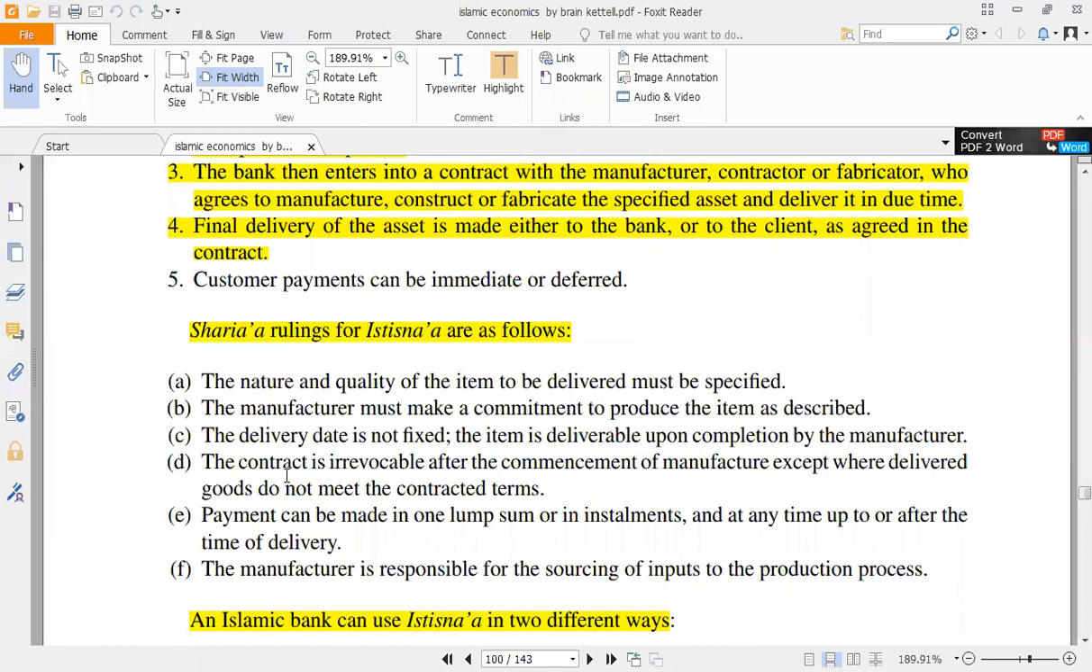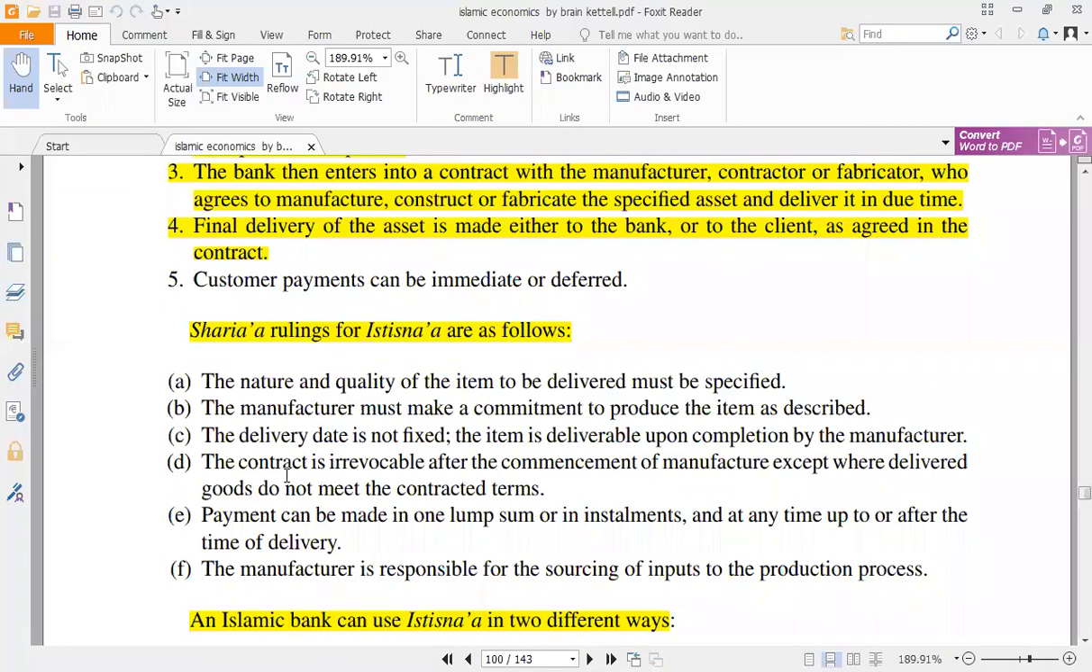Sometimes customer can cancel if the manufactured item does not meet the contracted terms. Does not meet the contracted terms, like quality is different, which was specified. The nature and the quality and the quantity was different. छोटा हो जाता है, सूरत में कॉन्ट्रैक्ट कैंसिल हो सकता है.